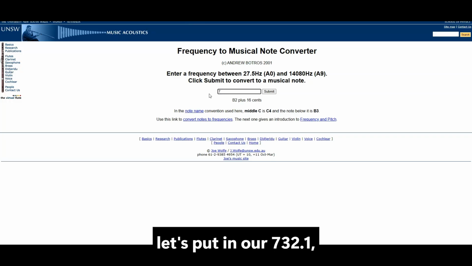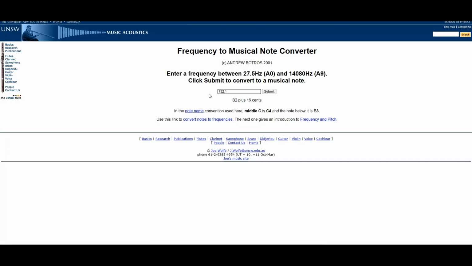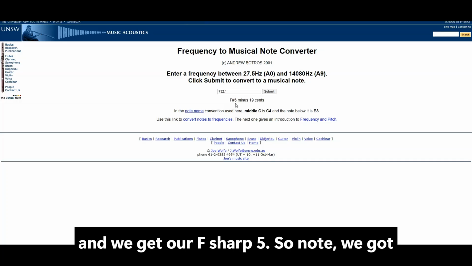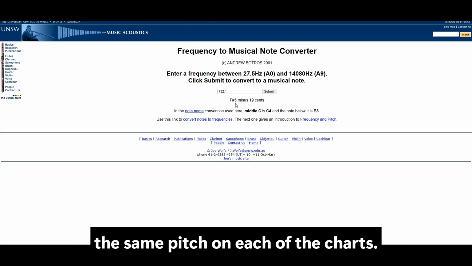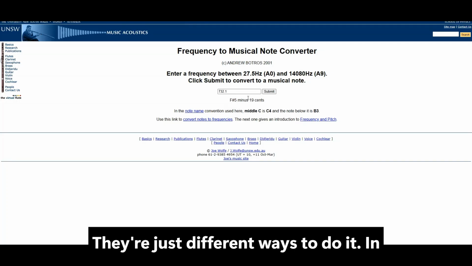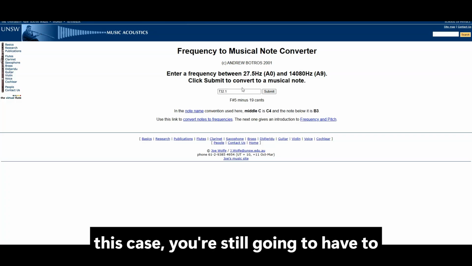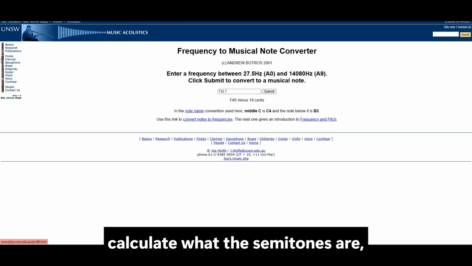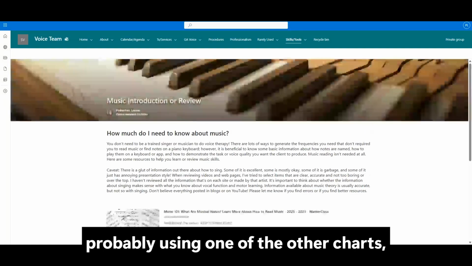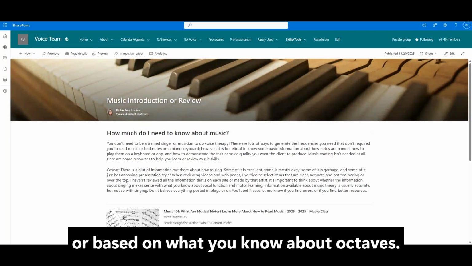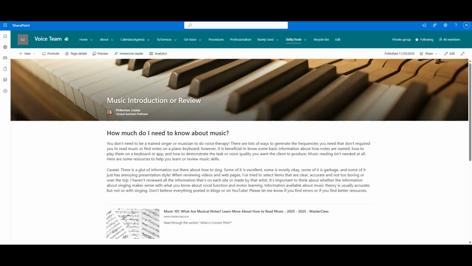And let's put in our 732.1, and we get our F sharp 5. So note we got the same pitch on each of the charts. They're just different ways to do it. In this case, you're still going to have to calculate what the semitones are, probably using one of the other charts or based on what you know about octaves.